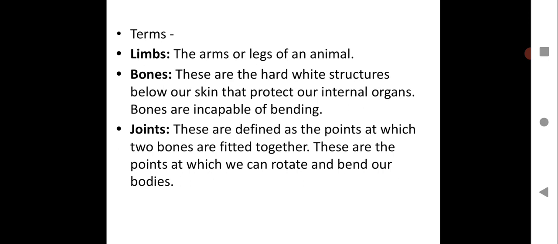This is the point where you can easily bend your body, where you can easily rotate a part of the body because of the joints, and the bone itself is not capable of bending. The joints help the bones to bend. So it depends upon which part of the body has joints, and that part you can bend. Not all the bones are capable of bending. I hope all these terms are clear to you.